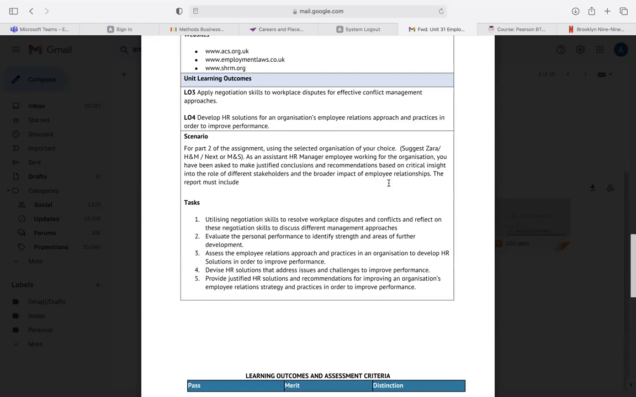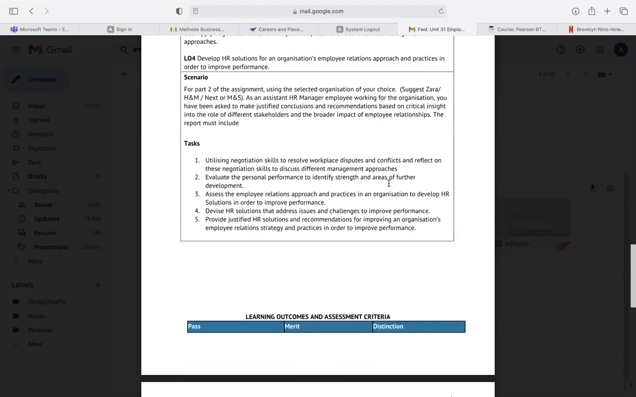So you make recommendations based on critical insights into the role of different stakeholders and the broader impact of employee relationships. So you talk about how maintaining a positive employee relationship is so important. Talk about how, if you have a negative one, it's going to impact the organization. So what does your report include? All right. You utilize negotiation skills to resolve workplace disputes and conflicts, and reflect these negotiation skills to discuss different management approaches. In LO3, we spoke about how conflict can be resolved, how different disputes arise. I gave you so many examples of disputes between associates and how they were managed well. So you talk about how crucial negotiation skills are, because if you don't have good negotiation skills, then managing these disputes and conflict is going to get so difficult.